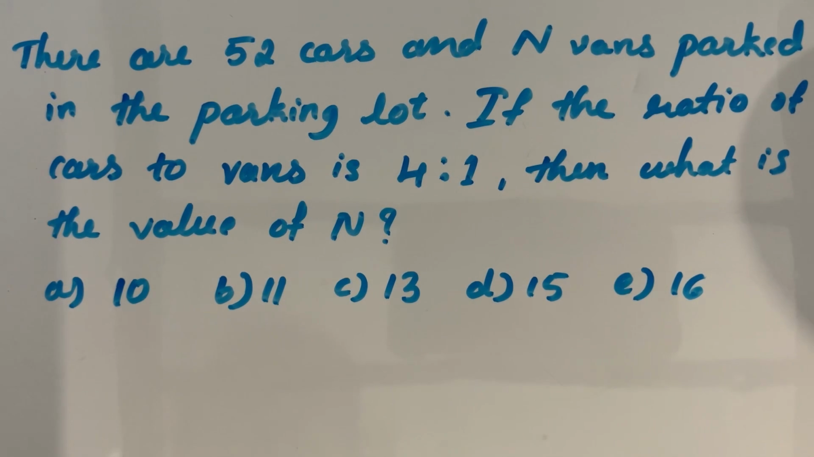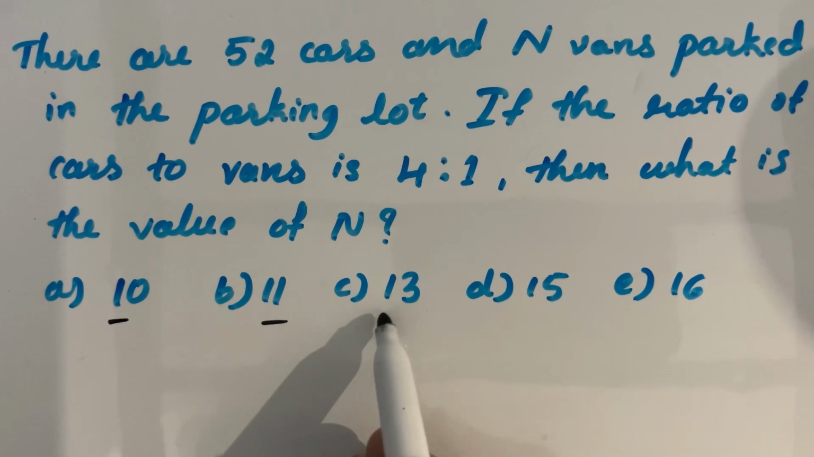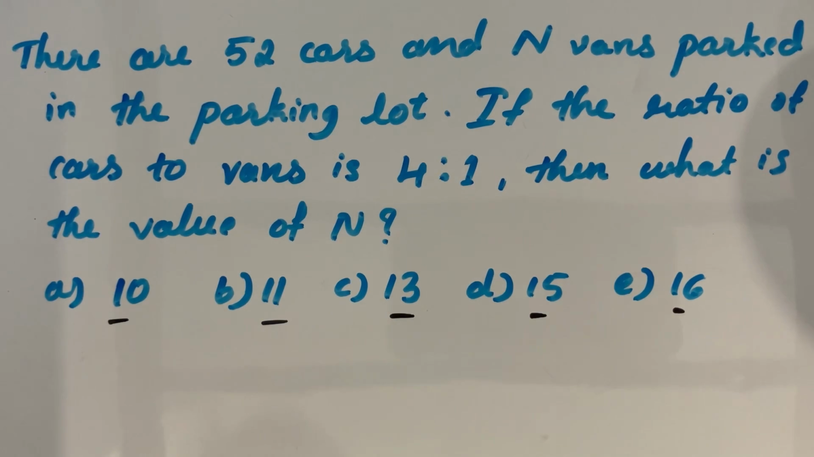There are 52 cars and n vans parked in the parking lot. If the ratio of cars to vans is 4 to 1, then what is the value of n? Options are 10, 11, 13, 15 and 16.